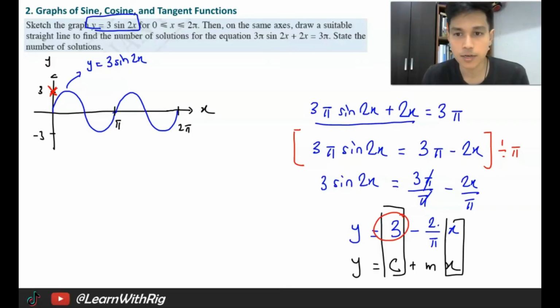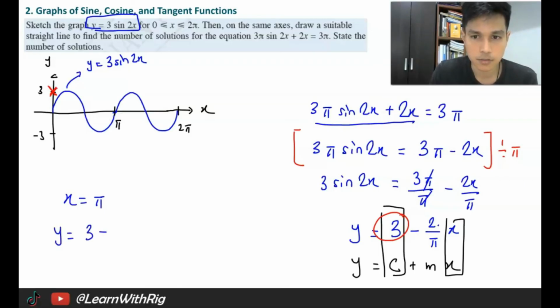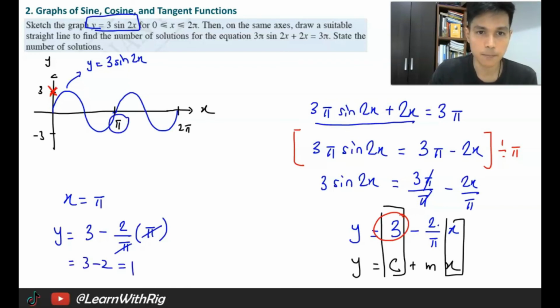And then you want to find another point. So let's say, let's see, we used pi, okay? So if x is equals to pi, what would be the y value? So y equals to 3 minus 2 over pi times x is pi, right? So cut. So 3 minus 2 equals to 1. So that means when x is equals to pi, your y value equals to 1. So let's say 1 is somewhere here. So this is your line, that is your cross. Then you can, sorry because I'm just using freehand, but it should look something like this.